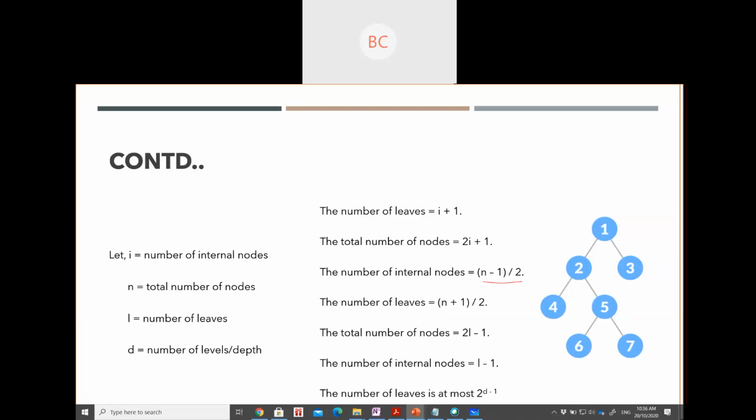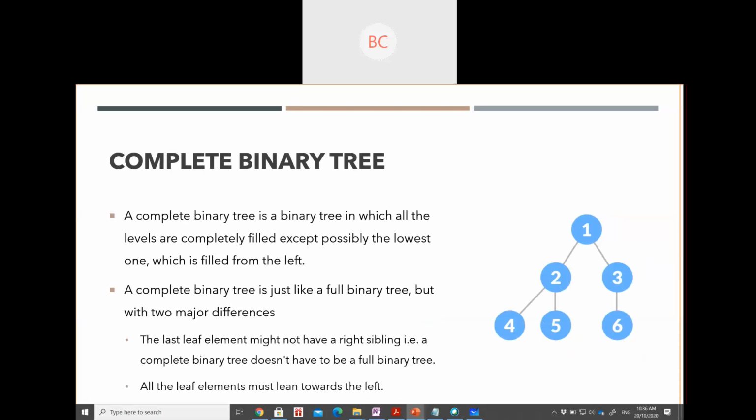Okay. So next is the complete binary tree. What is a complete binary tree? It's just like your full binary tree, except that all the levels are completely filled except the lowest one, and it will always fill from the left. The difference between a full binary tree and a complete binary tree is that the last leaf element might not have the right child or sibling. A complete binary tree does not have to be a full binary tree, and all the leaves must lean towards the left. So just one thing to remember: your complete binary tree will be skewed towards the left side.